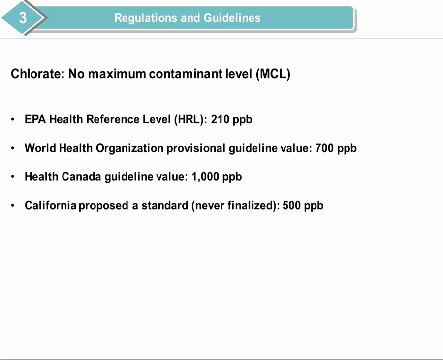Chlorate does not have a maximum contaminant level, but is currently included in the U.S. Environmental Protection Agency's monitoring of unregulated contaminants and on the contaminant candidate list. However, some standards for chlorate include the EPA health reference level at 210 parts per billion, the World Health Organization provisional guideline value at 700 parts per billion, the Health Canada guideline value at 1,000 parts per billion, and the California proposed standard at 500 parts per billion, which has not been finalized.